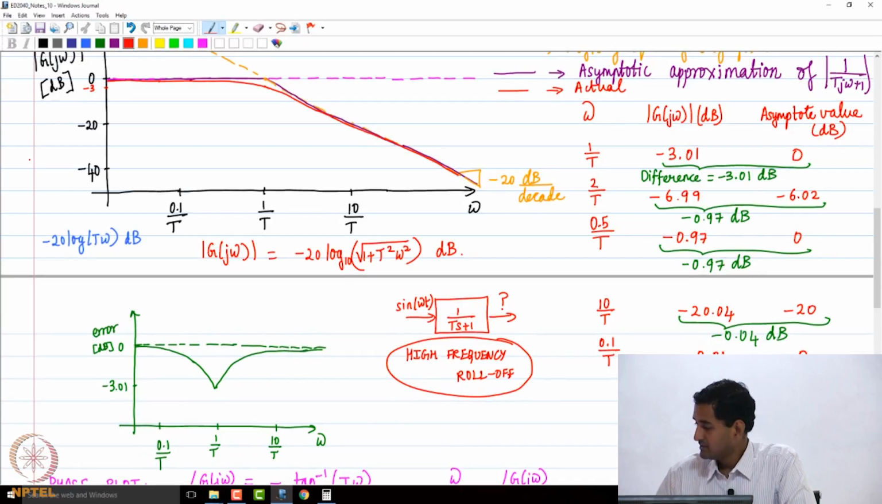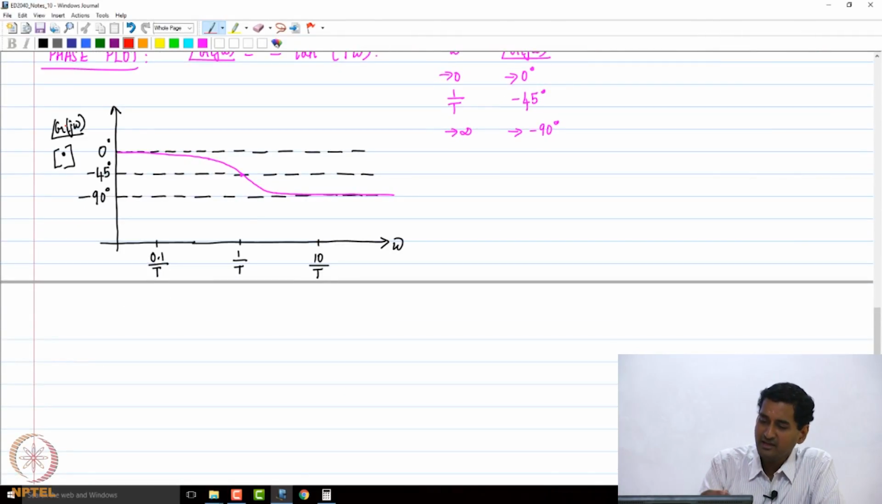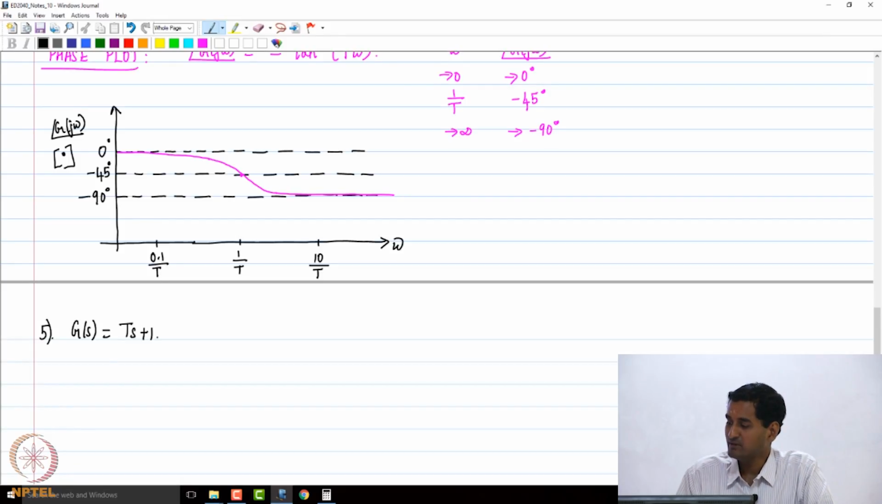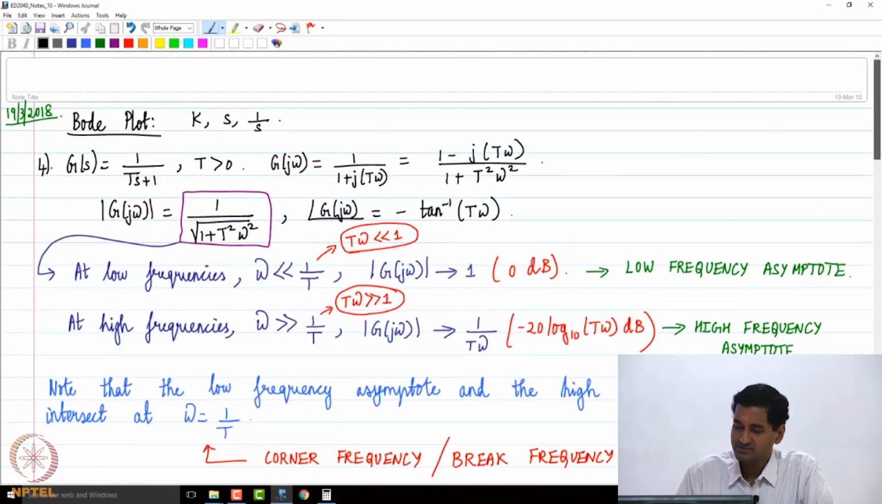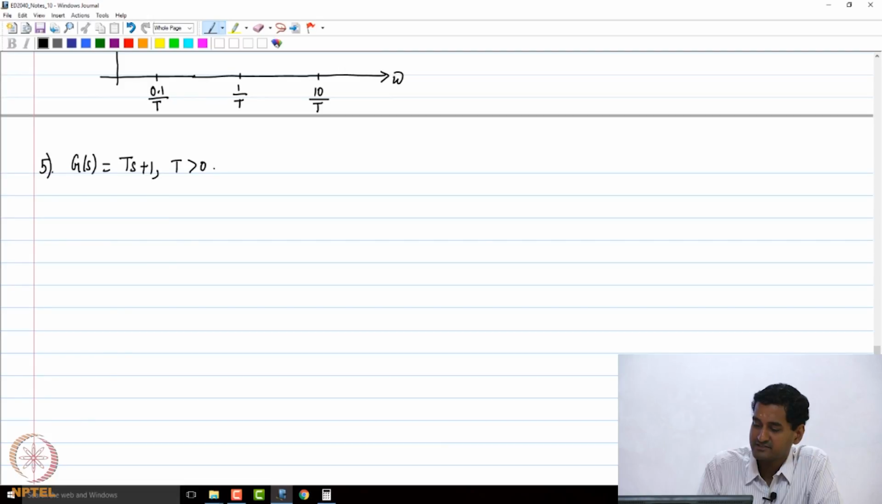Okay, so that's the actual curve, and that's the phase plot. Now what's going to happen when we have a factor of the form Ts plus 1? We considered 1 by capital Ts plus 1, so let's now consider the reciprocal, Ts plus 1, where T is greater than 0.